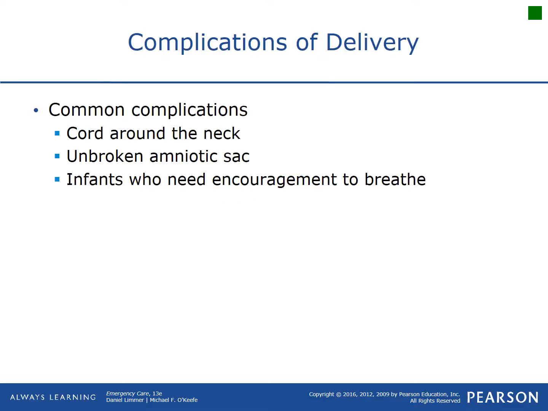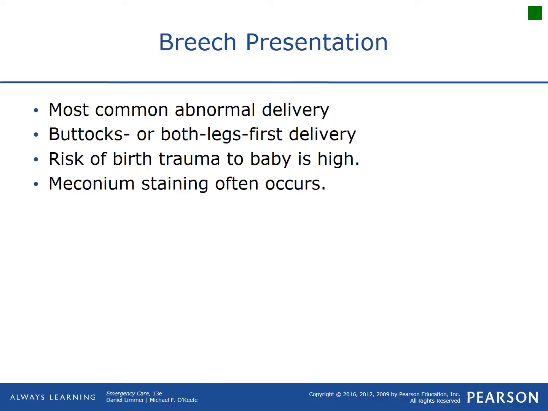Common types of complications associated with delivery would be things like the umbilical cord wrapped around the neck, the unbroken amniotic sac where the baby comes out still in that sac, full of fluid, kind of an Alien vs. Predator style, weird looking thing, and infants who need encouragement to breathe. That baby comes out and isn't crying or screaming that they're cold. They came out of their nice warm house, now they're out in the cold air. Those little baby patients need a little bit of stimuli.